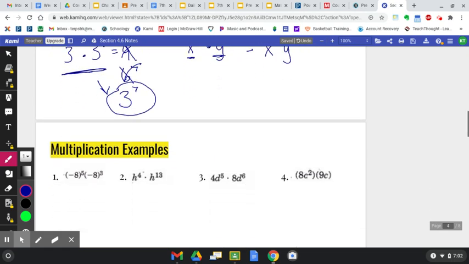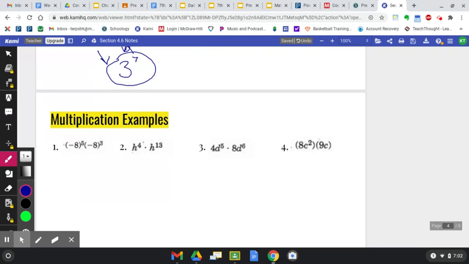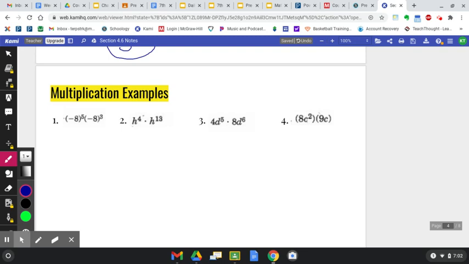So this translates to 3 to the 7th. So, a couple examples here. All right, I want you to pause the video and see if you can answer these multiplication examples. See you back to check your work in a minute.